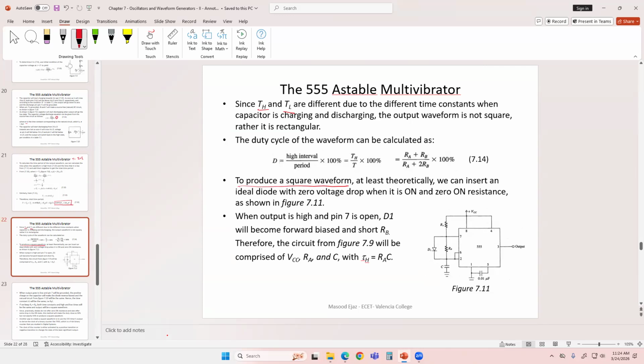We create a diode between pin 7 and pin 2. Now, how is it going to work? Of course, when pin 7 is open circuit, the diode is also going to be open, because your forward biasing is going to be 0, and then of course it's connected over here, which has a higher voltage. The diode is going to be open circuit, and your circuit is simply going to be VCC, RA, RB, and C.